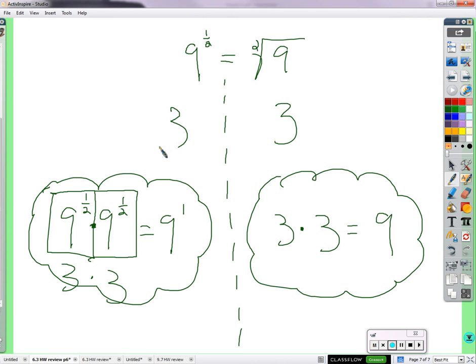So this is also 3. For the exact same reasons. Two of these things need to multiply together. If you multiply two of them together, you get 9. So each one of them must be 3. 3 times 3 is 9. So 3 must be 9 to the 1/2.